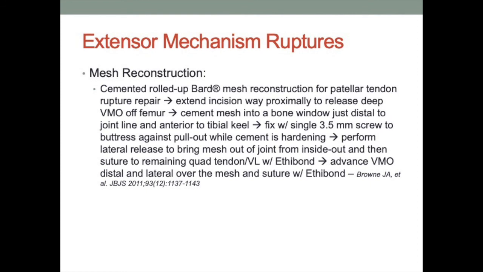So in general, extensor mechanism ruptures do not do well in patients, and these reconstructive methods are sort of salvage methods that may or may not even work. So some of the best treatments for chronic extensor mechanism ruptures are either a fusion of the knee or a drop lock hinge knee brace with extensor assist that will help the patient ambulate with a functional external extensor mechanism.